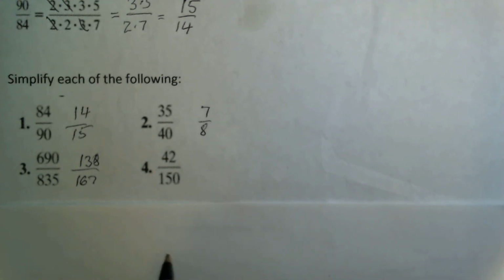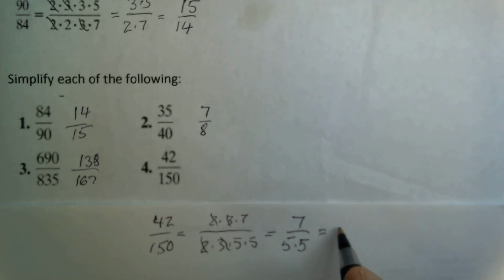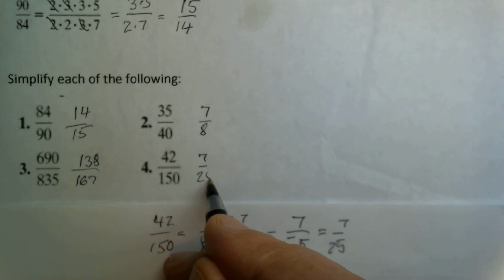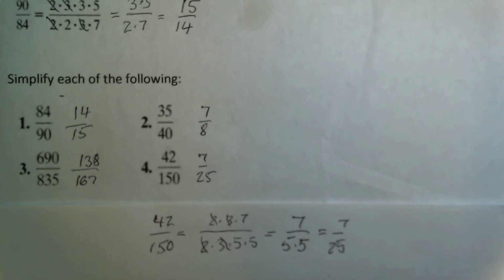And for number 4, the prime factorization of 42 divided by 150 is equal to 2 times 3 times 7, over the prime factorization of 150, which is 2 times 3 times 5 times 5. So here we can cancel the 2 against the 2 and the 3 against the 3. Then we have 7 divided by 5 times 5, which is 7 divided by 25. 7 divided by 25 would be the equivalent simplified fraction.